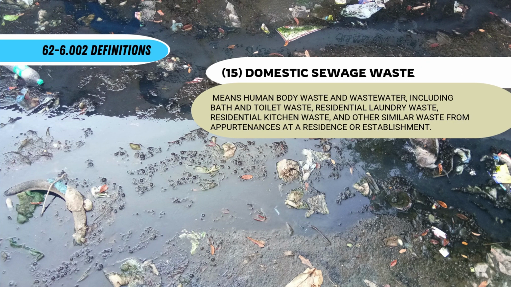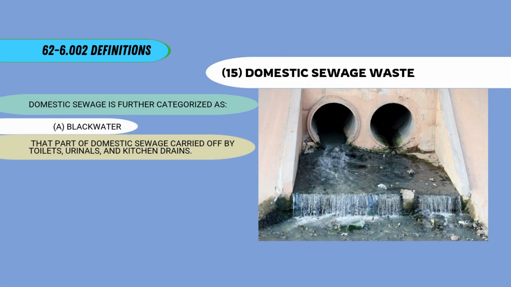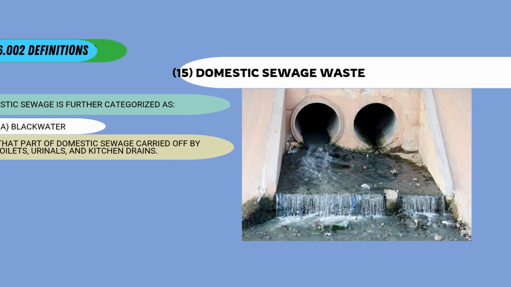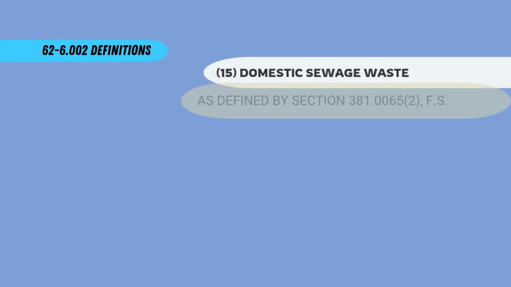Domestic sewage waste means human body waste and wastewater, including bath and toilet waste, residential laundry waste, residential kitchen waste, and other similar waste from appurtenances at a residence or establishment. Domestic sewage is further categorized as a. blackwater, that part of domestic sewage carried off by toilets, urinals, and kitchen drains. b. graywater, that part of domestic sewage that is not blackwater, including waste from the bath, lavatory, laundry, and sink, except kitchen sink waste. And c.